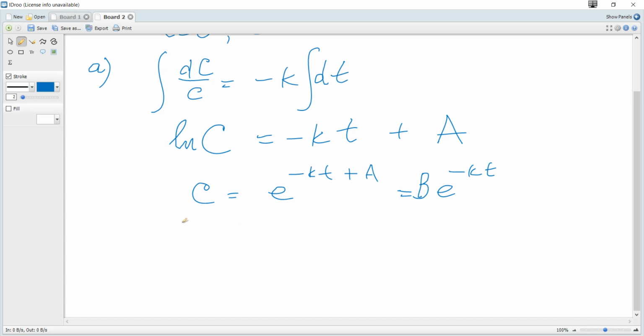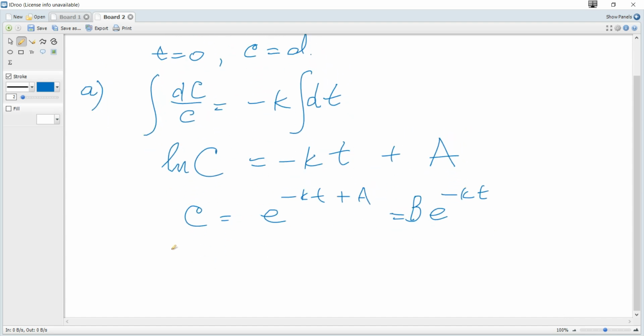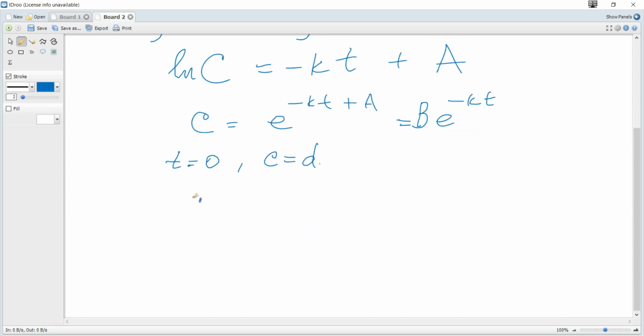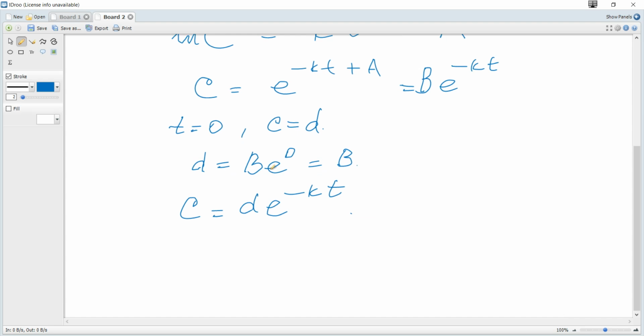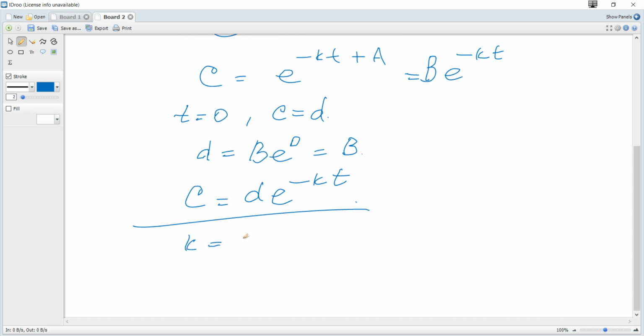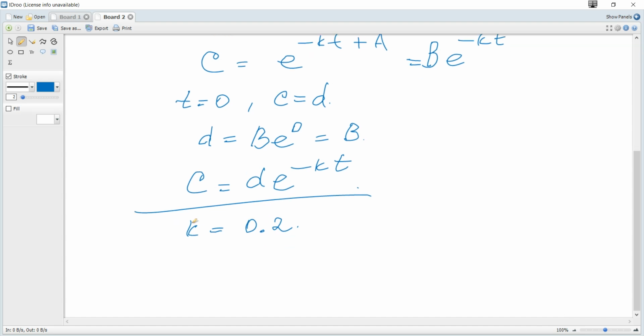And to find this constant, we use the initial condition that when t is 0, C is D, and substituting it, we get that D is B times e to the negative k times 0, which is 0, so it's just B. So B is D. Hence, we get that C is D e to the negative kt, as required. Next, for the remainder of this question, we should use that k is 0.2.